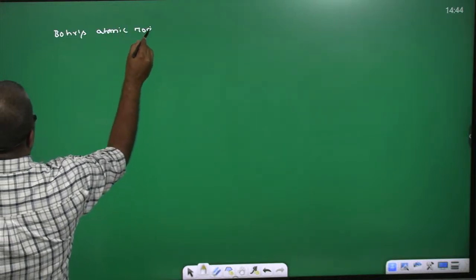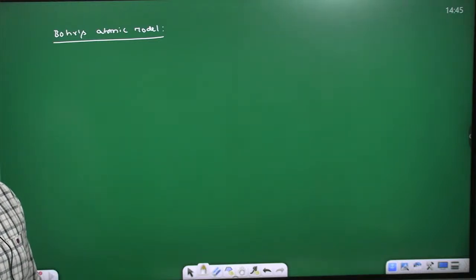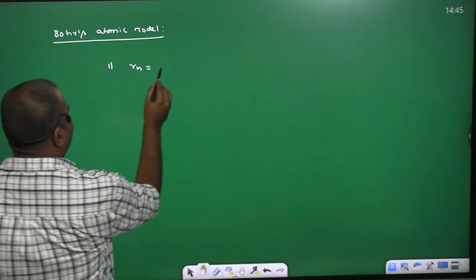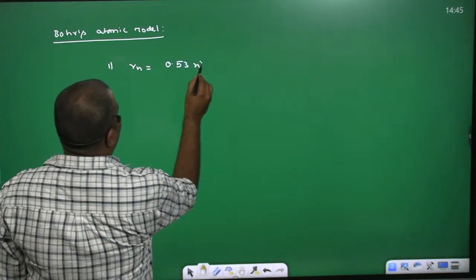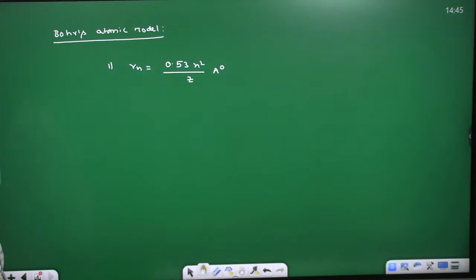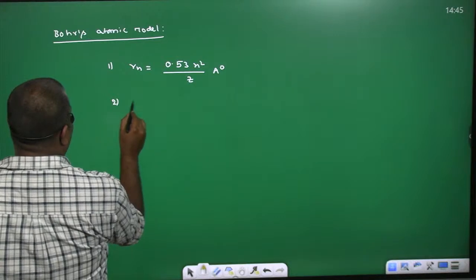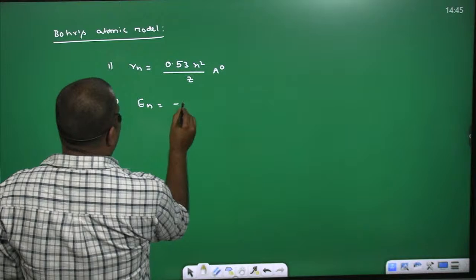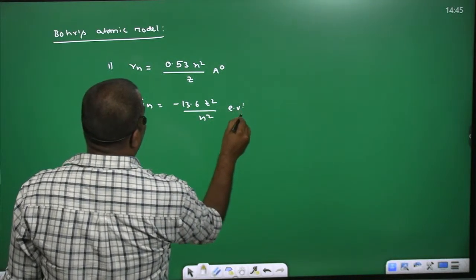In Bohr's atomic model, how many formulas do we have and what are they? The first one is the radius of the nth orbit. You can write 0.529, or 0.53, times n square by Z angstroms. That is the radius of the nth orbit for hydrogen and hydrogen-like atoms. Then the total energy of an electron in the nth orbit is minus 13.6 Z square by n square electron volt per atom.